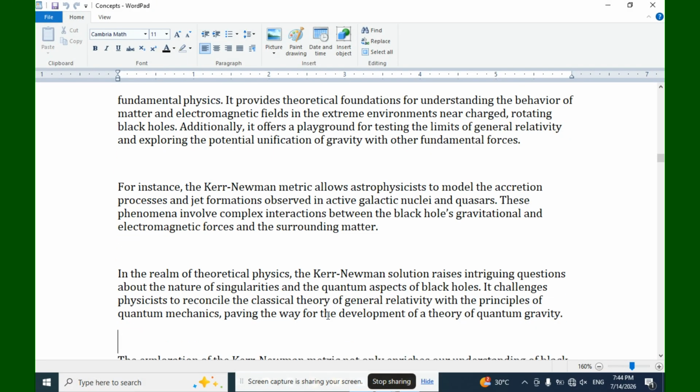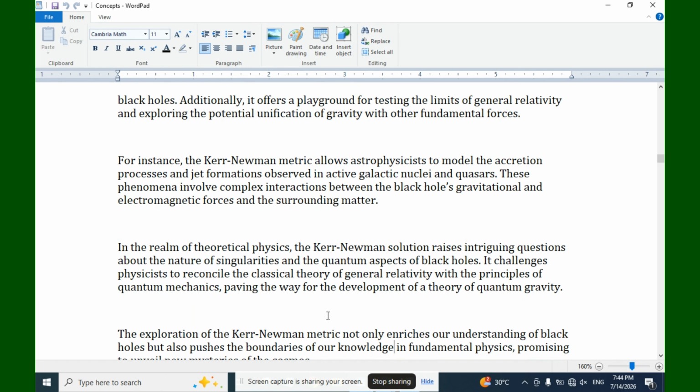For instance, the Kerr-Newman metric allows astrophysicists to model the accretion processes and jet formation observed in active galactic nuclei and quasars. These phenomena involve complex interactions between the black hole's gravitational and electromagnetic forces and the surrounding matter.